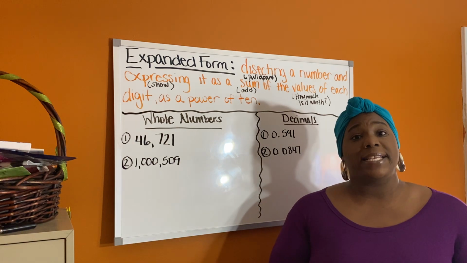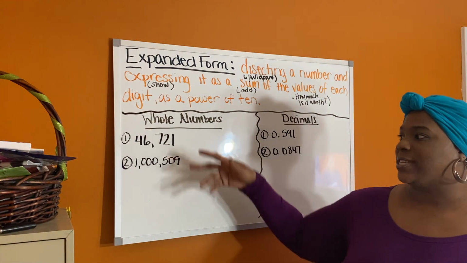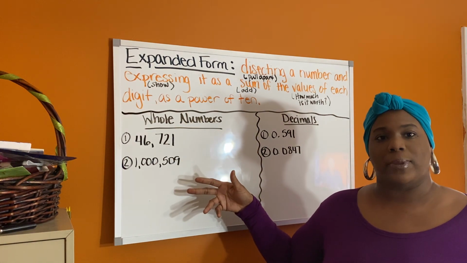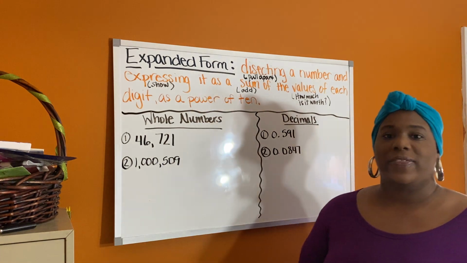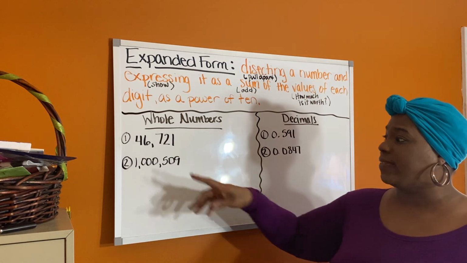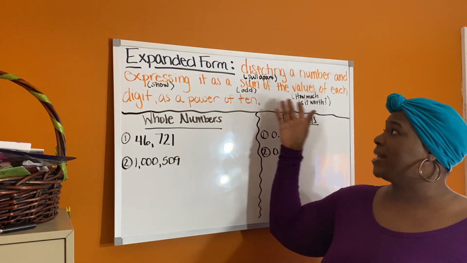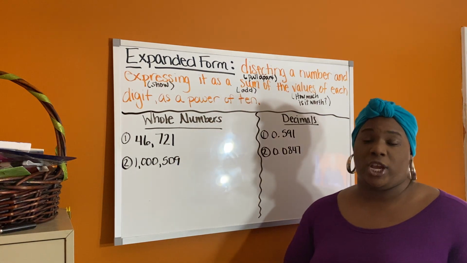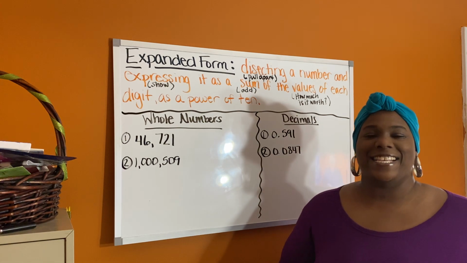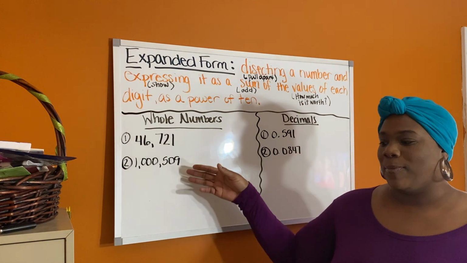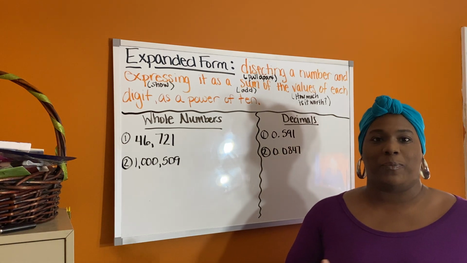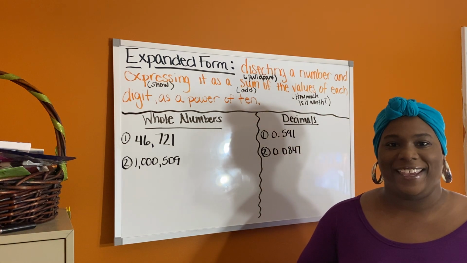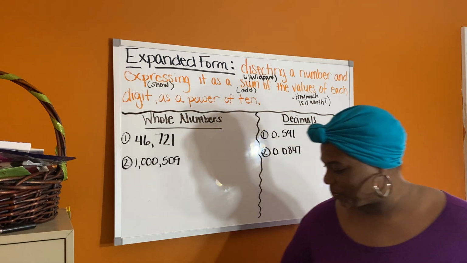So for today's lesson, I'm going to work through 2 whole number problems with you and 2 decimal problems, and we're going to do exactly what this says, which is dissect these numbers and express them as a sum of the values of each digit as a power of 10. Then I'm going to give you 3 whole number and 3 decimal problems for you to complete on your own to then send in to me. All right, let's get going.